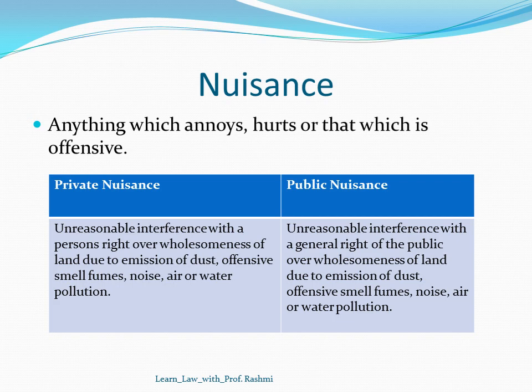Now you can divide nuisance into private nuisance and public nuisance. You can see the explanation in this particular slide. Basically it means that there is an unreasonable interference with the enjoyment of rights. If it is of a particular person or class of persons, it would be private nuisance. And if a general right is affected because of this unreasonable interference, so the general right of the public is affected, it would be public nuisance.